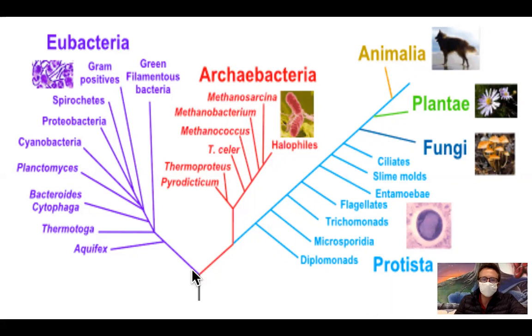So if this is the last common ancestor, or the last universal common ancestor known as LUCA, you see that the tree splits. It split, and these organisms became modern day bacteria. And this tree split over here, and then split again into the archaea and into the eukaryotes.